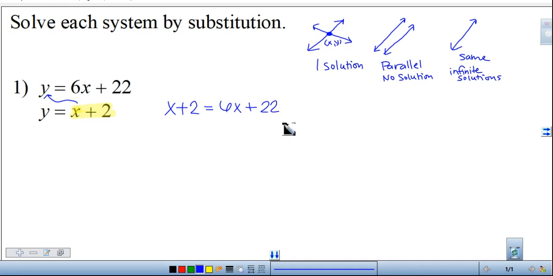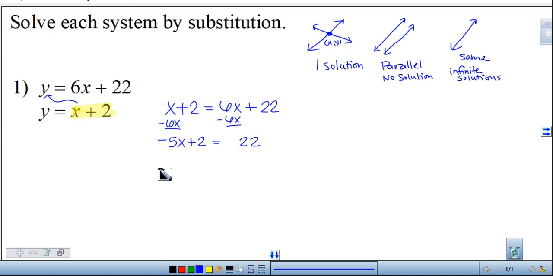Now I have an equation that only has one variable. So we want to solve for x. We need to start by getting our x's on the same side. So I'm going to subtract 6x and bring it to the left-hand side. That gives me negative 5x plus 2 equal to 22.